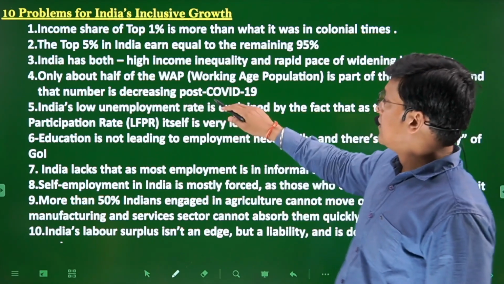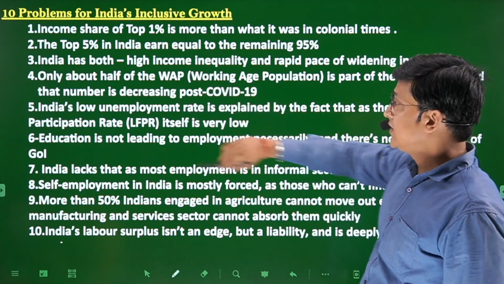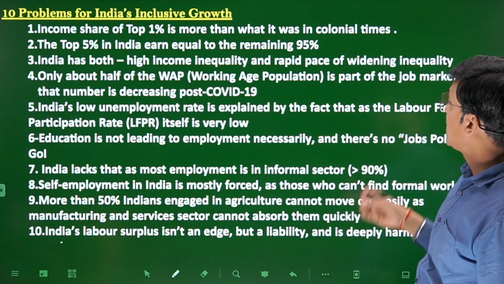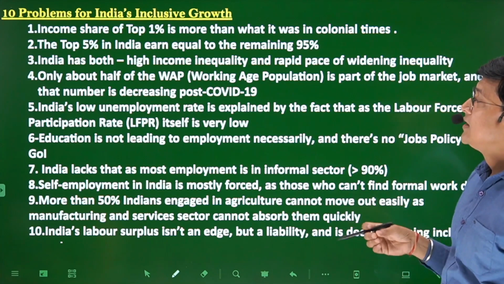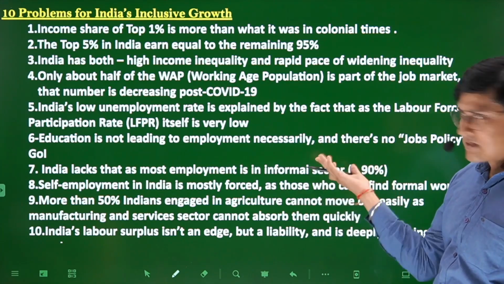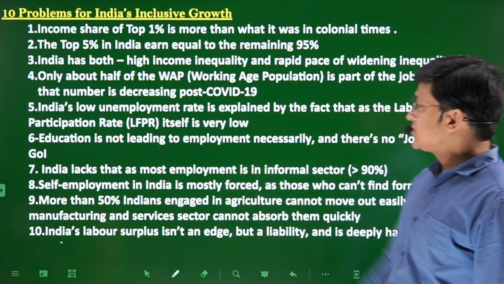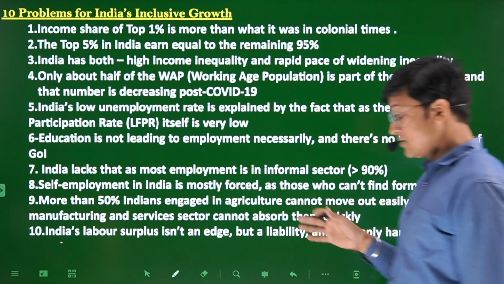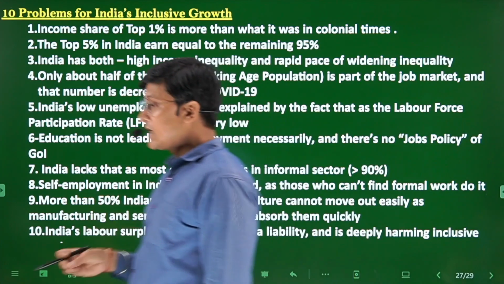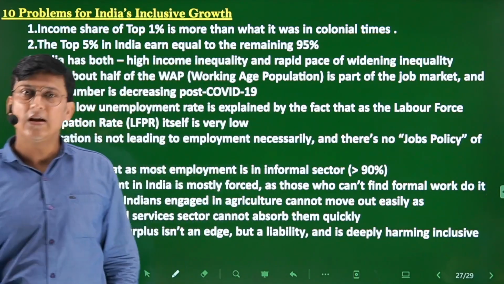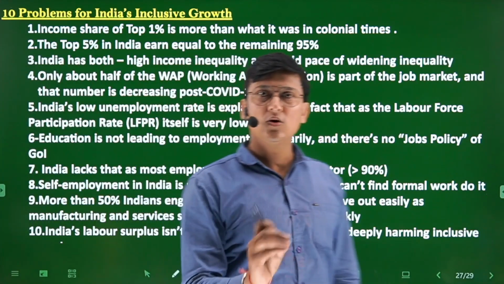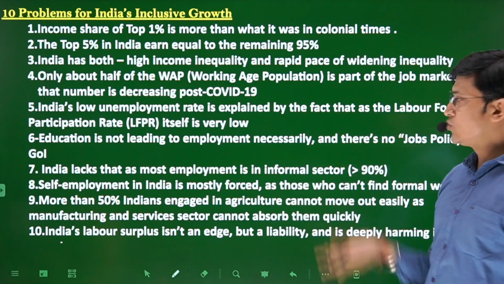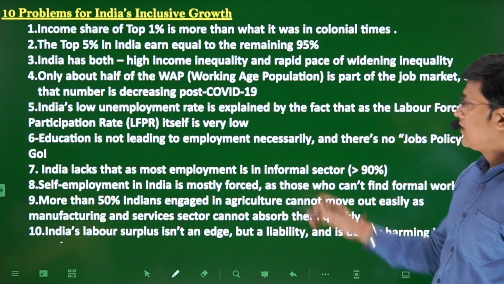And the numbers are still decreasing after the post-COVID, after COVID-19. India's low employment rate is explained by the fact that the labor force participation rate is itself low, as I told you. Education is not necessarily leading to employment, and therefore no job policy of Government of India. Government of India right now has no policy for jobs. This is the fact. इसमें किसी को कोई दुविधा नहीं होनी चाहिए। कोई जॉब पॉलिसी इंडिया में इस समय चल ही नहीं रही है, तो जॉब पॉलिसी आएगी कहां से, जॉब आएंगी कहां से?